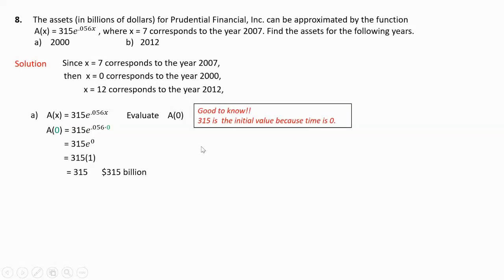And here I put something good to know, guys. The 315 is the initial value because time is 0. So every time the time is 0, that's when it's called the initial value.